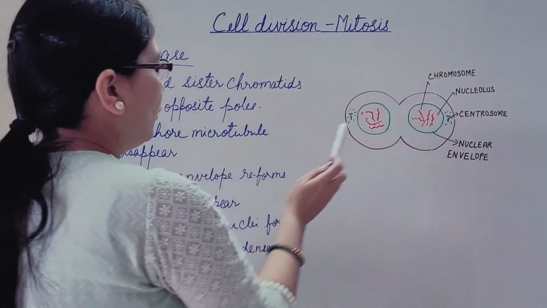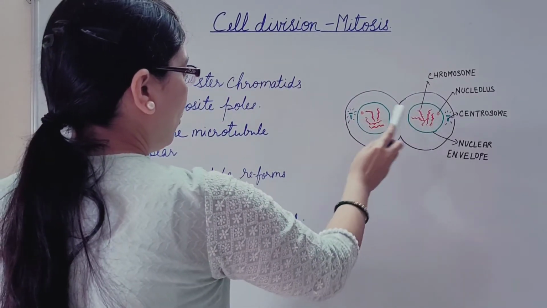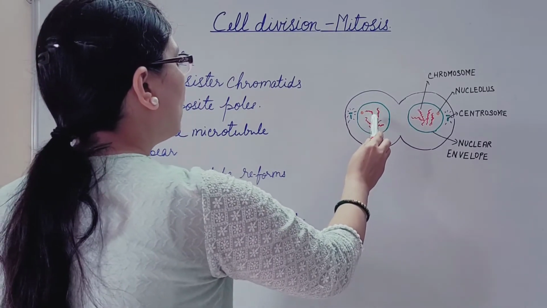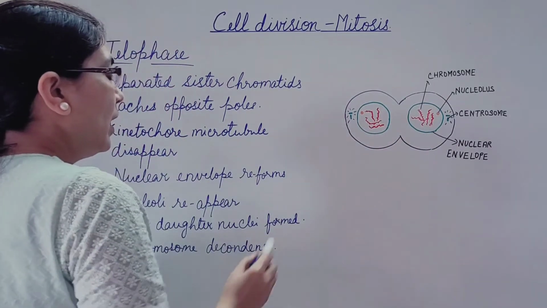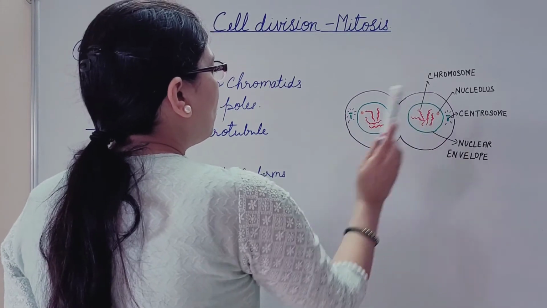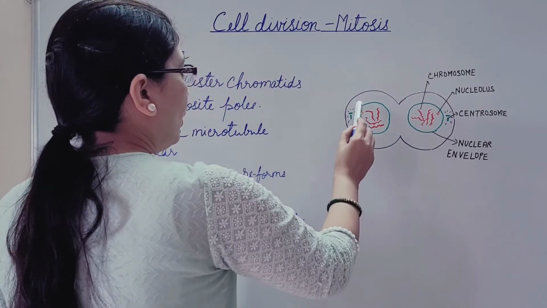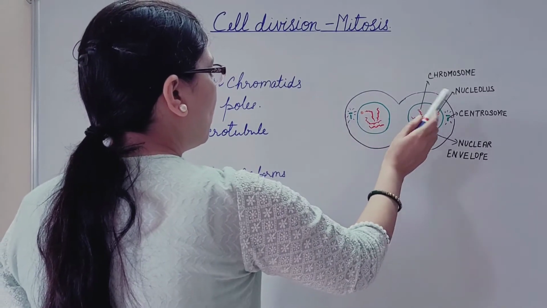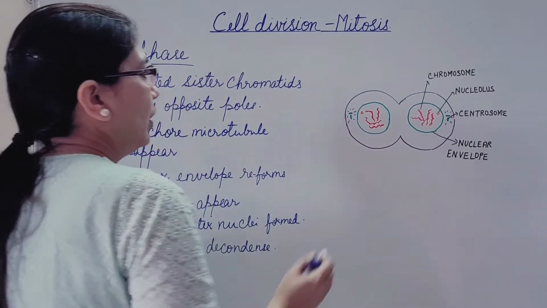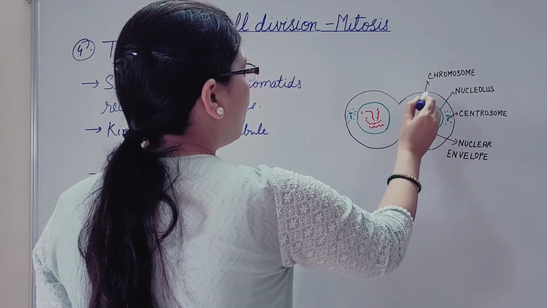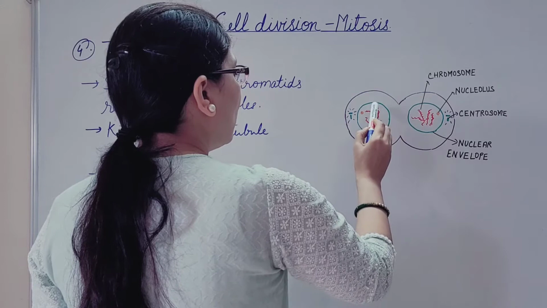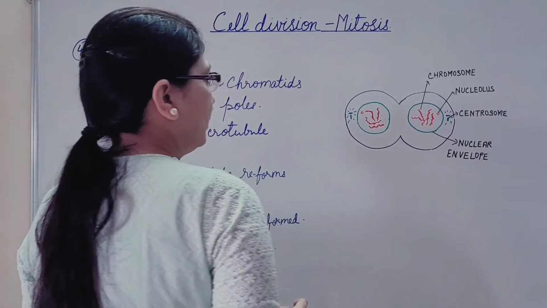Telophase. In the telophase, the separated sister chromatids reach opposite poles. Now these sister chromatids are known as chromosomes. Kinetochore microtubules disappear. Nuclear envelope is reformed. Nucleoli reappear. Now two daughter nuclei are formed. Chromosome starts decondensing and it looks like string.